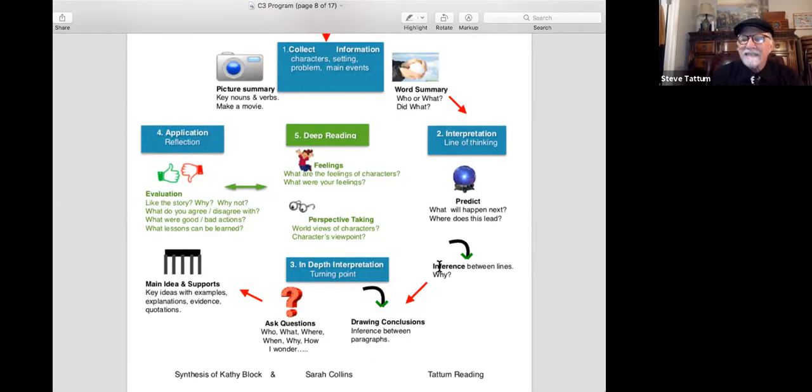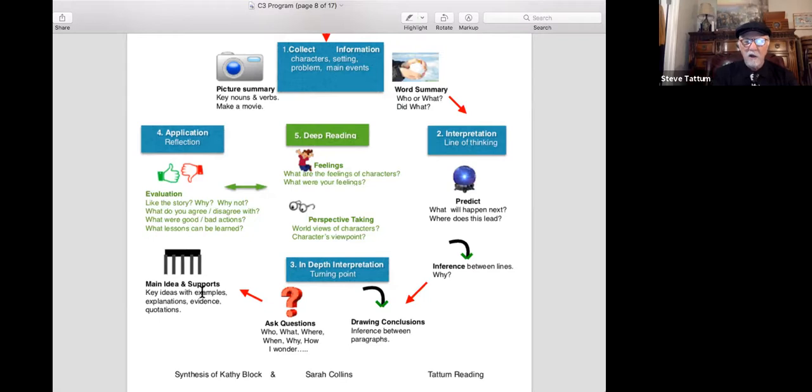Drawing conclusions is inference between paragraphs. You're drawing conclusions. It's a bigger inference. Prediction is an inference in the future. You're inferring. All of these need to be based on facts. You don't predict, okay, Martians are going to attack. Well, where does it talk about Martians or ships? So all three are inferences. Okay. Then we talk about the W's as a way of summarizing where you're at.